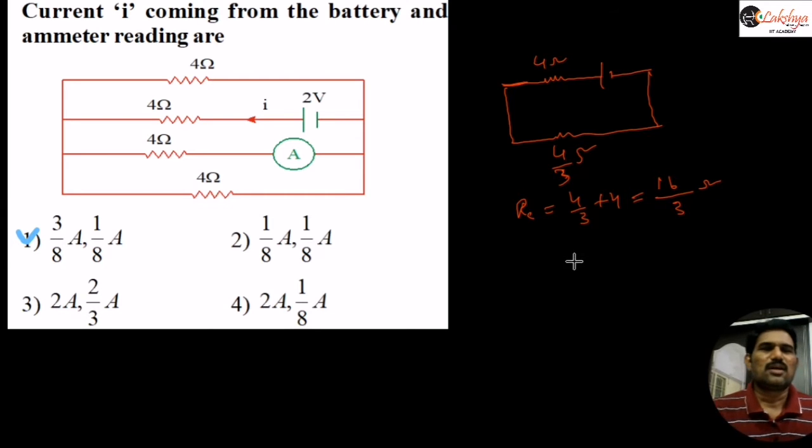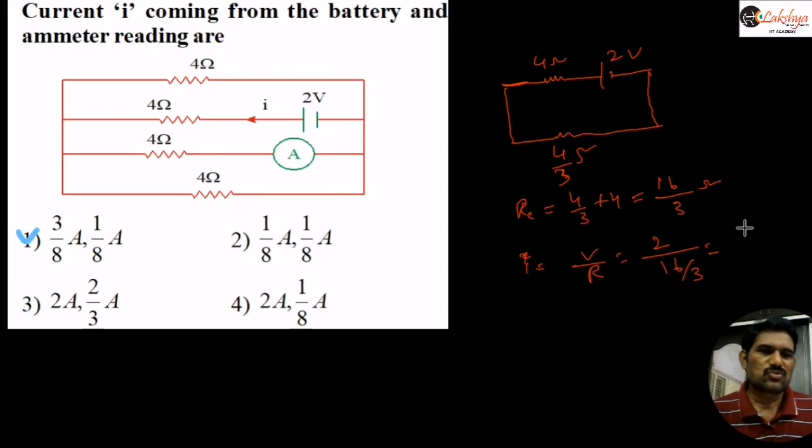And therefore this potential difference is 3 volts, and therefore this current I is equal to V by R effective. So it is 3 by 8 amperes. That means the current passing from this battery will be 3 by 8 amperes.